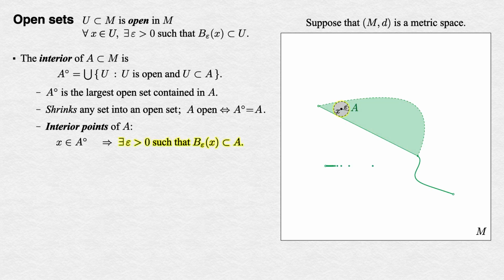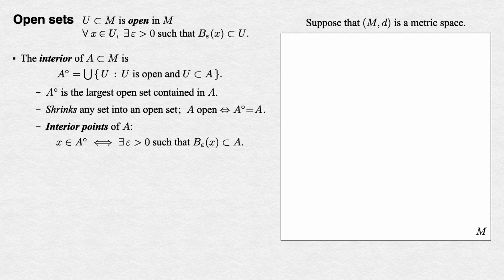Conversely, if x is a point such that there exists some open ball about x that's contained in A, then this open ball is one of the open sets we took the union of to form the interior of A. So since x is in that open ball, x is in the interior of A. This gives us an explicit condition for what the points in the interior of a set A are.